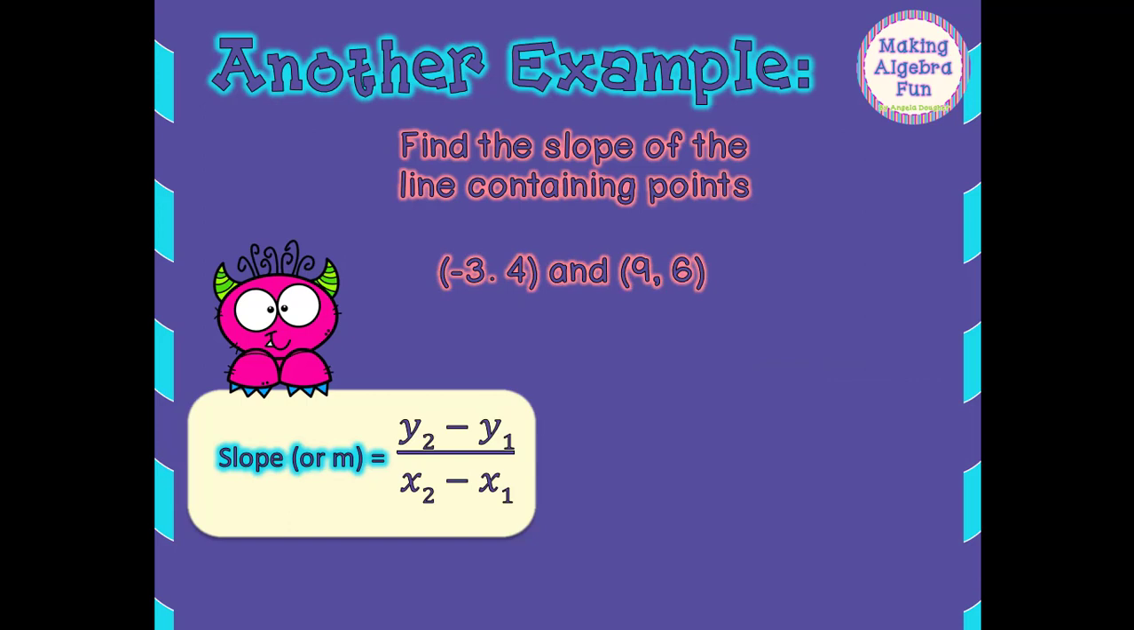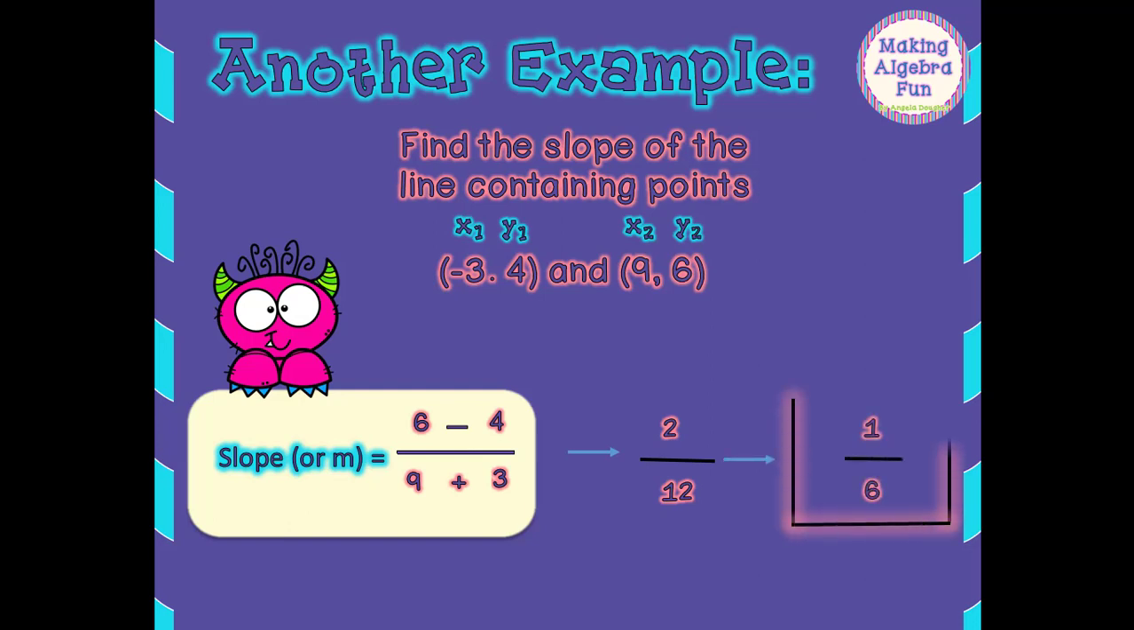Let's do another slope formula. Here are two different points, and so let's call the first one x1, y1, and the second one x2, y2. And let's sub them in the formula. There are your y's, x2. Now this time we have minus a negative because x1 happens to be -3. So minus a negative in the denominator changes to plus. Then calculate. 6 minus 4 is 2, 9 plus 3 is 12, and always reduce. This answer is 1/6.